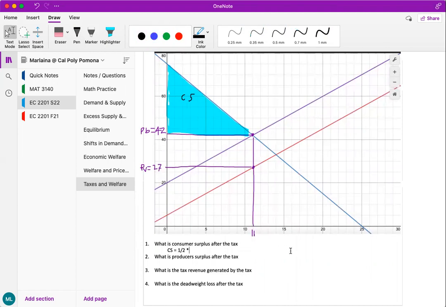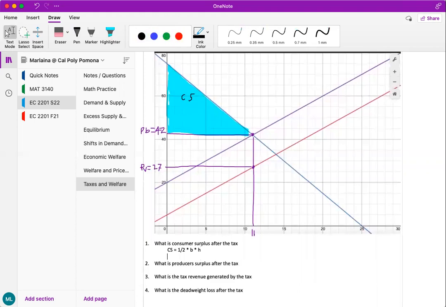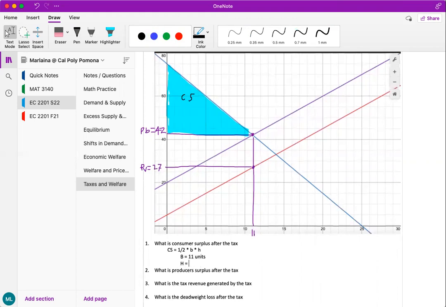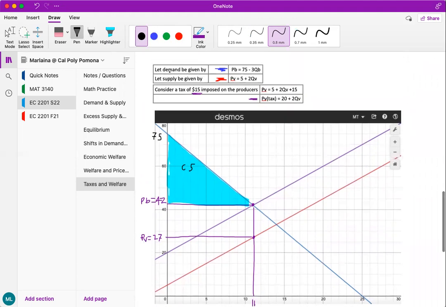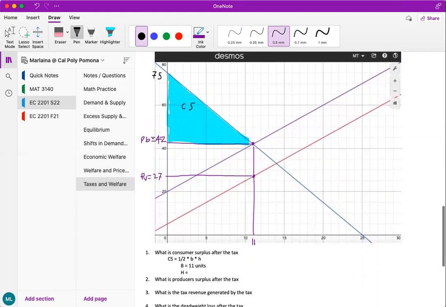Consumer surplus is going to be 1/2 base times height, where our base is going to be the quantity being traded, 11 units here. Our height is going to be the difference between the intercept of the demand curve with the y-axis. It's going to be 75, which we can find by looking at our demand equation. It's going to be right here, $75. So our height's going to be the $75 minus the price that's actually being paid by consumers in the market, the $42.